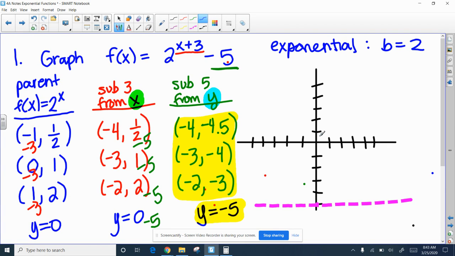All right, and then let's put these points. So this point, -4, -4.5.